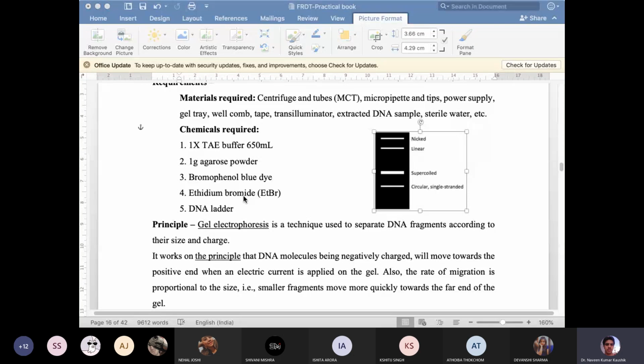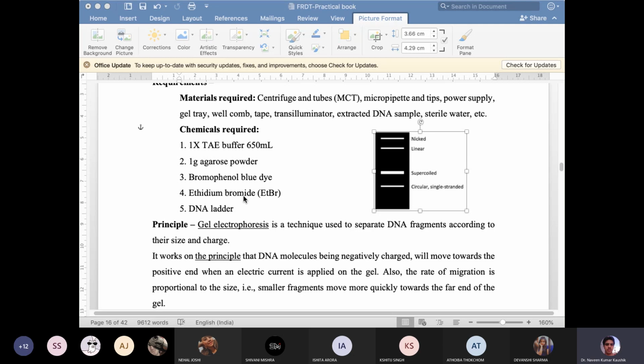One is nicked. Nick means one strand is broken. If both strands are broken, it is going to be linear. The circular one is also going to be supercoiled, and one more type is that it may be single stranded. So these different types of conformations are going to migrate differently under the electric field in your gel electrophoresis.